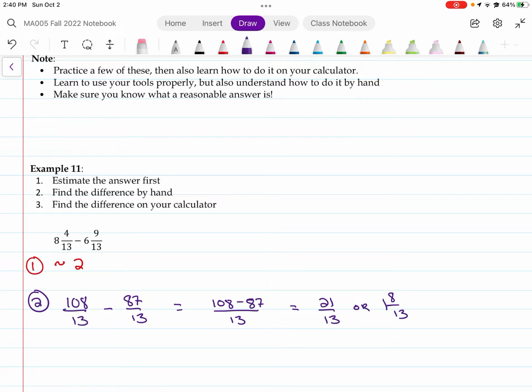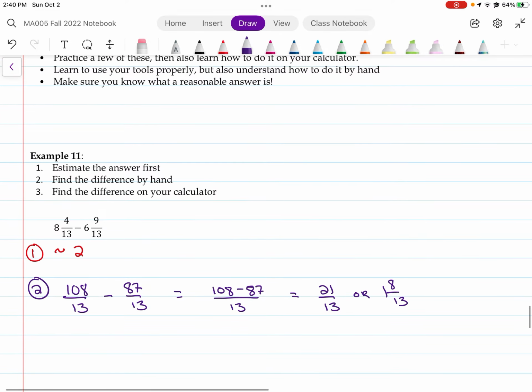Okay, 1 8/13. So look at that. It was a little over 1/2, bigger than 1/2 and close to 2. So that's about what we said.